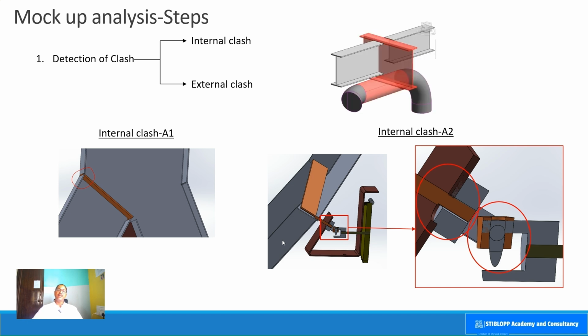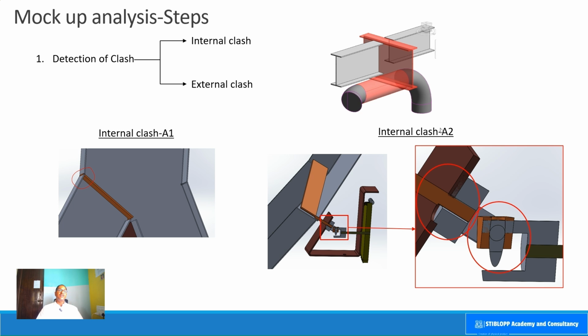Now let us look at what is the external clash. The external clash is between two systems. This example is from the process industry. Here you can see that we have the piping system which is running inside a chamber, and the structural system which is a part of that chamber. Here the member of that structural system is clashing with the pipe. So this is the example of the external clash.